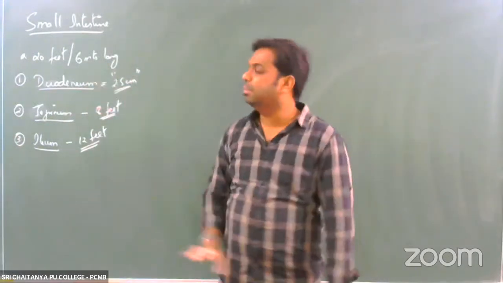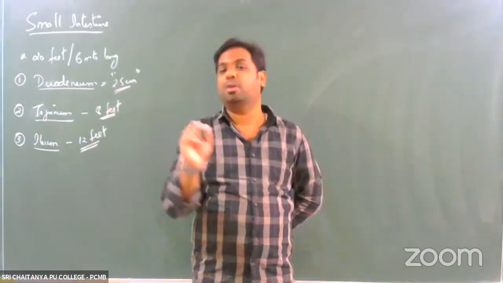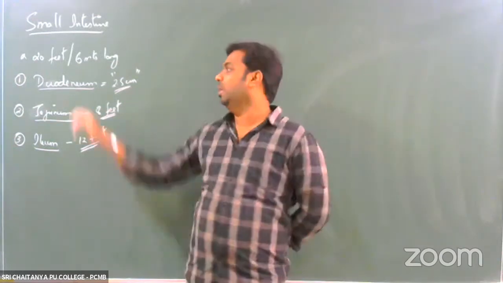Now what exactly happens in these parts of the small intestine? Number 1, in the duodenum, the process of digestion happens. The complete digestion takes place in the duodenum.